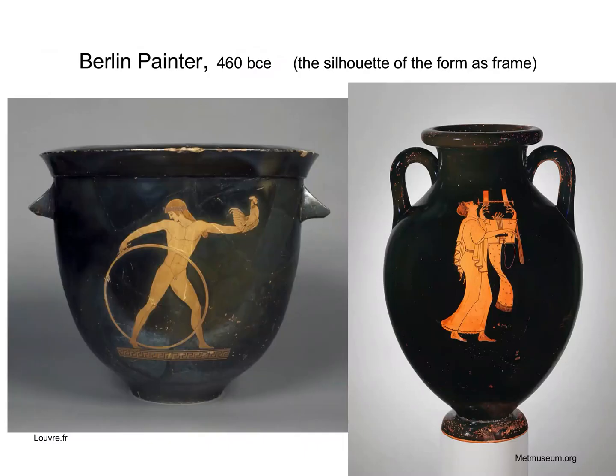Sometimes the silhouette of the vessel form is the frame itself, so that the image is not contained specifically by a box, but extends all the way to the edge of the vessel, and it is the vessel itself that becomes the framing device.